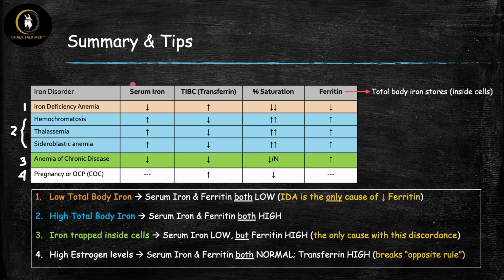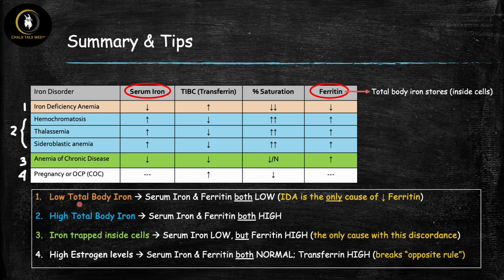All right, so now let's summarize everything that we learned about iron studies, and I'll give you a couple of helpful tips on how to approach a question that's related to iron studies. So here's our table and our parameters. As a reminder, ferritin is the total body iron stores, how much is inside the cells. So a helpful tip here is when you get a question and you have these iron studies, the first two parameters I would look at are the serum iron and the ferritin. This can help you quickly narrow down the patient's iron status and which one of these four is going on, as I'll show you right here.